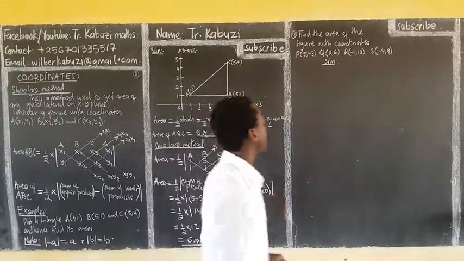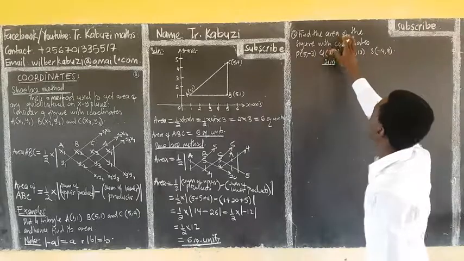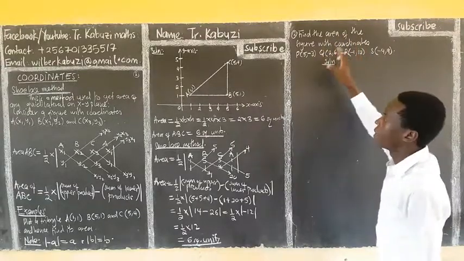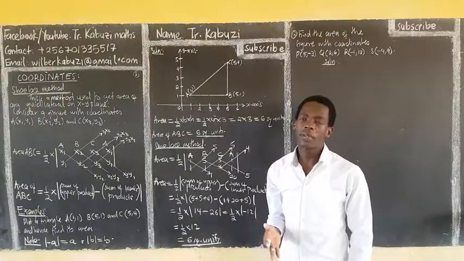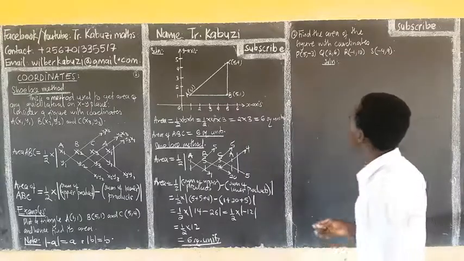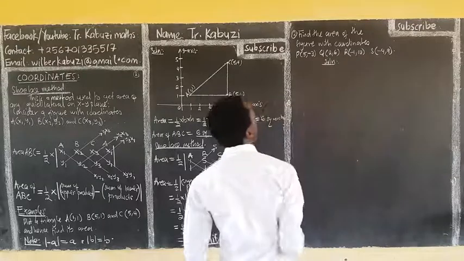Now let us apply the same idea on this figure here. Find the area of the figure with coordinates, these ones. There are some figures you cannot easily put and get the area, so let us see how you find the area of those ones. So I have now P, Q, R, S. Now I have 4 coordinates.